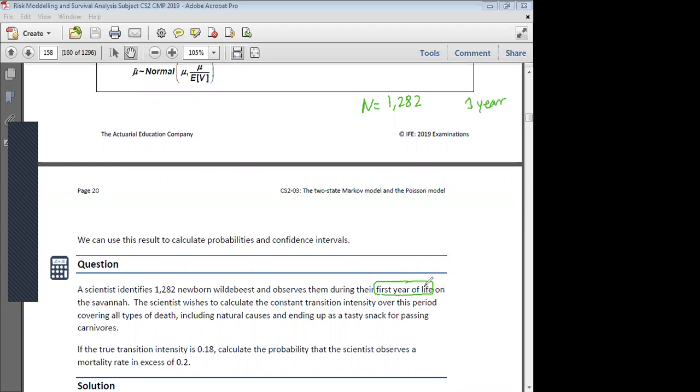And now on Savannah, whatever that is, I think it's some festival or something like this. But yes, the scientist wishes to calculate the constant transition intensity. If the true transition intensity is 0.18, they are saying that your true transition intensity, which is just mu, is 0.18. What is the probability that the scientist observes a mortality rate in excess of 0.2? So you want to figure out the probability that your mu will exceed 0.2 at one particular time.